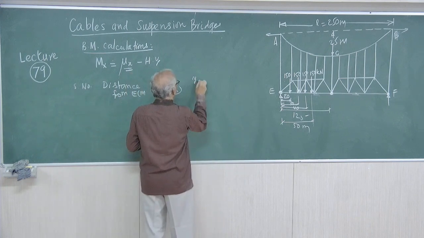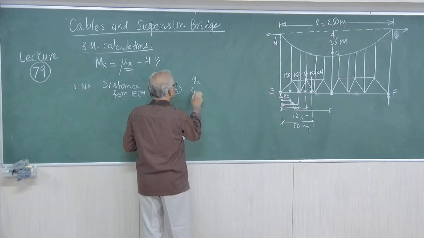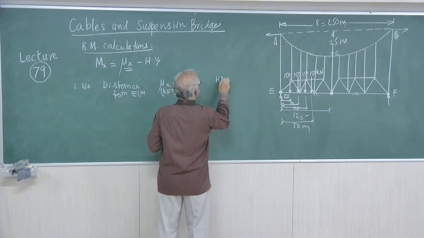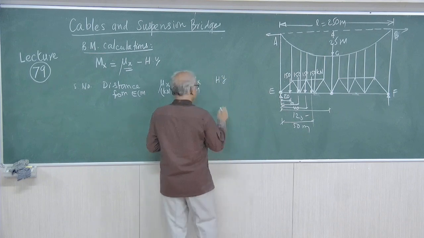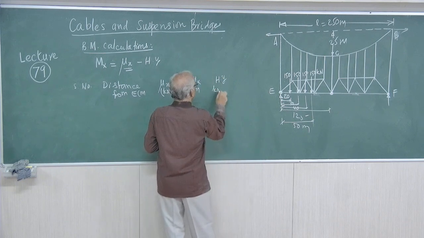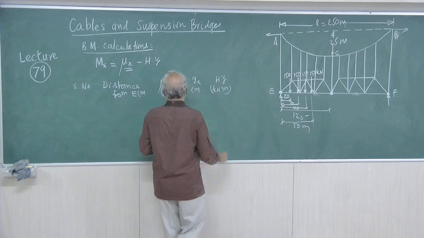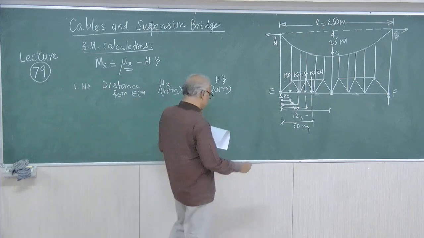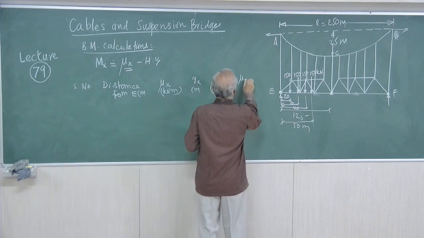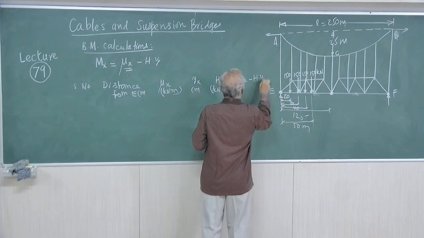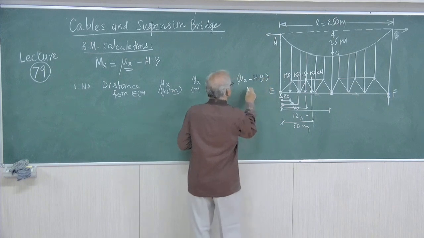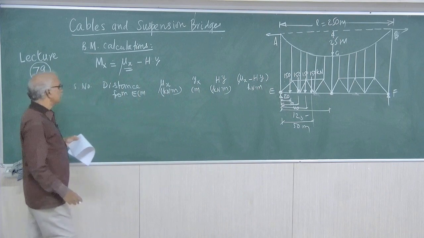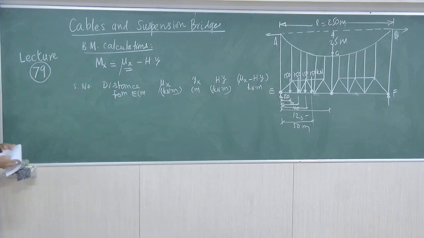Then Y X, this is in meters. This is H into Y, in kilonewton meter, with H in kilonewton and Y in meters. So this is Mu X minus H into Y, which is also in kilonewton meter. So these are the values that we are going to calculate.